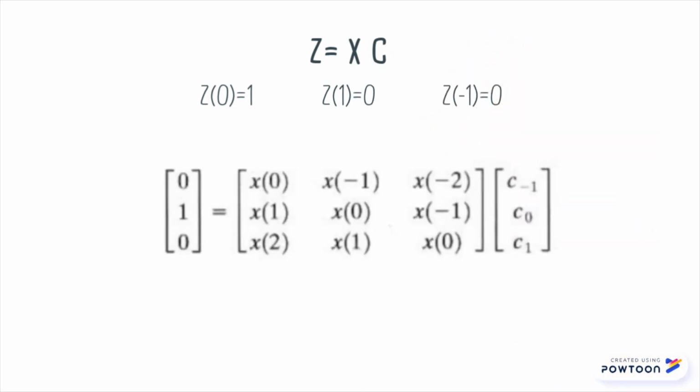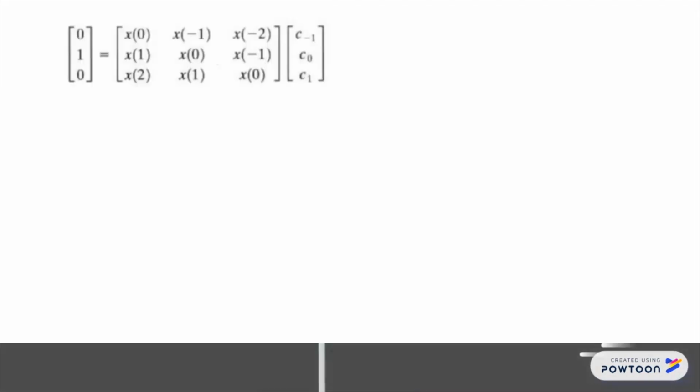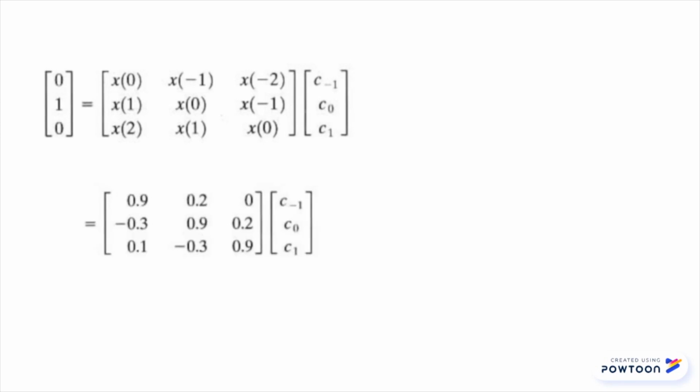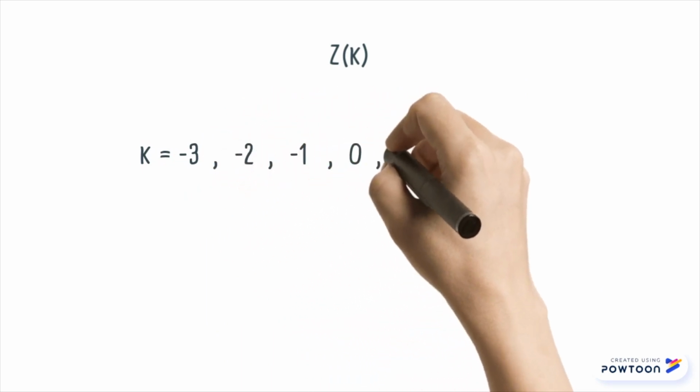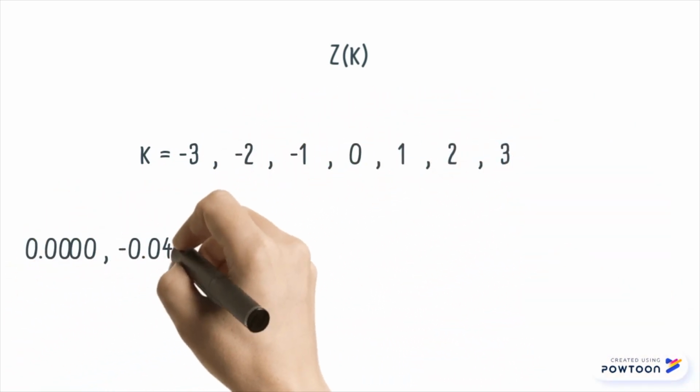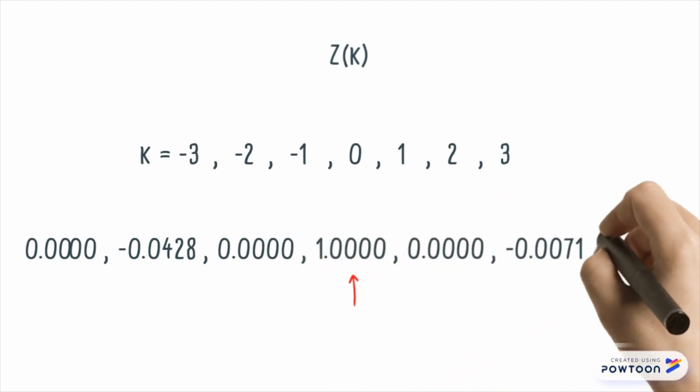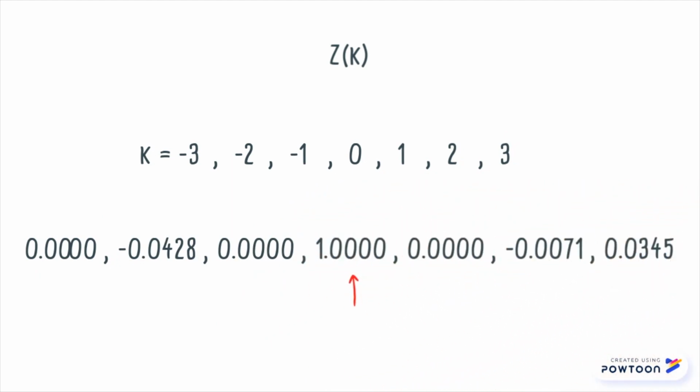Now fill in the numbers with the above values, and this is how our matrix should look like now. After solving our matrix, we can find our weights to be c-1 is equal to minus 0.214, c of 0 is equal to 0.9631, and c of 1 is equal to 0.3448. Now let us take a look at our equalized pulse samples, which we equated using the weights we previously found. We can clearly see that only k of 0 is equal to 1, while all other k values have a very small ISI, with a total magnitude of 0.084. This means that we have successfully equalized our signal.